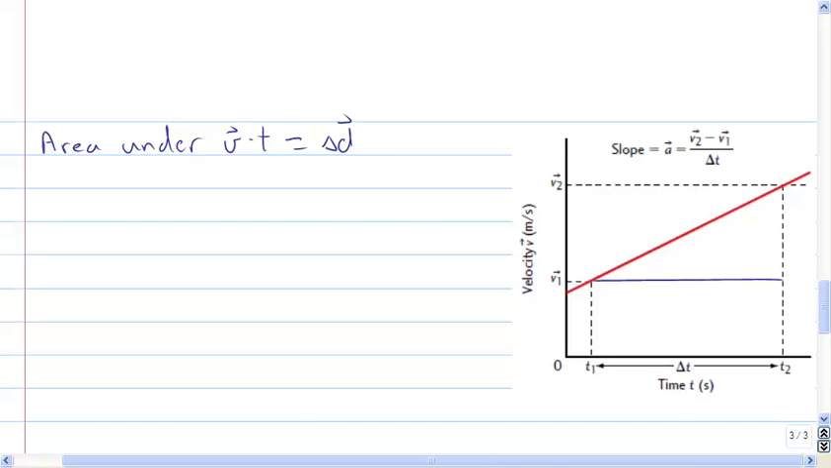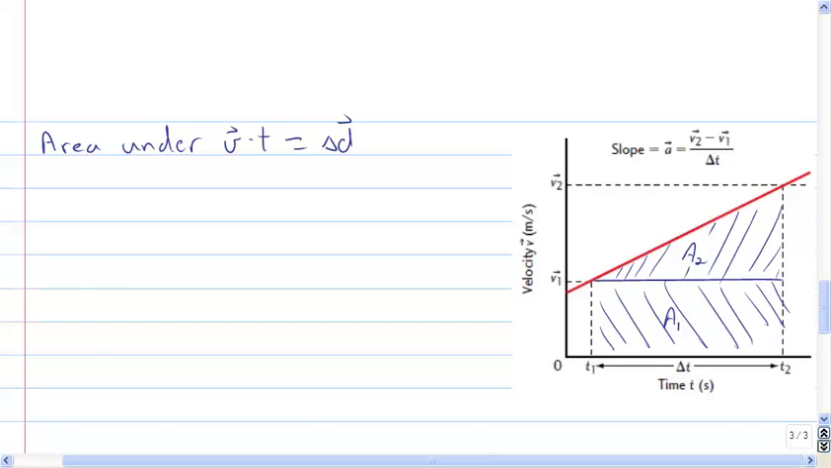I'm going to have two areas. I'm going to have this area, which I'm going to call area 1, and then I'm going to have this area that I'm going to call area 2. So this area 2 is a triangle, area 1 is a rectangle. So I can say that the displacement is the area under this, which is area 1 plus area 2.